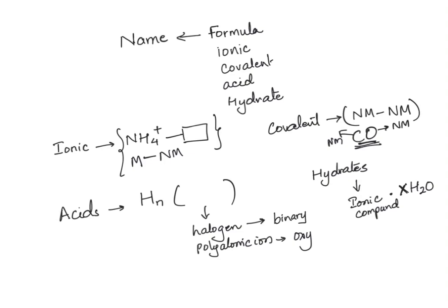And why is this important? It's important because the system of naming for each compound is different. For an ionic compound, you follow a certain step. For a covalent compound, the steps are totally different. So first you need to know if the compound is ionic, covalent, acidic, or hydrate, and then you follow the corresponding step to name the compound.